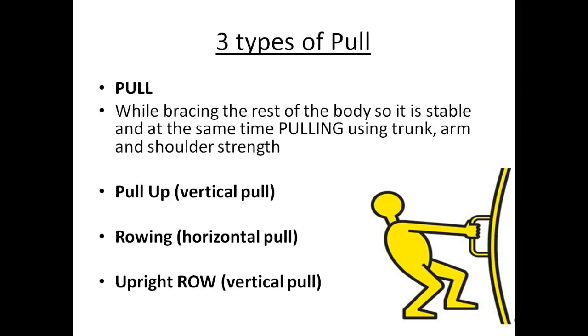We've got 3 different types of pull. So you can pull down like you're doing a pull-up, you can pull something towards you like you're doing a rowing movement, or you can pull something up like you're doing an upright row. So vertical movements pulling down, vertical movements pulling up, and horizontal movements pulling towards you.